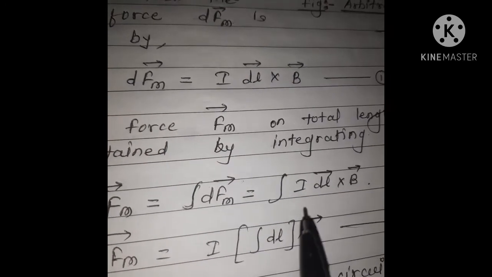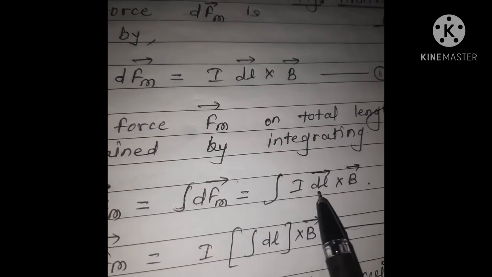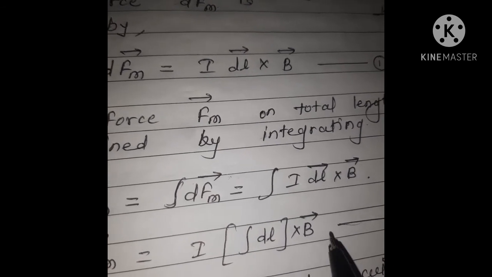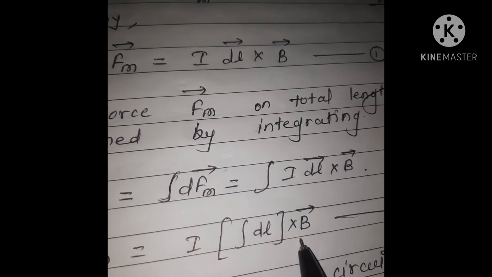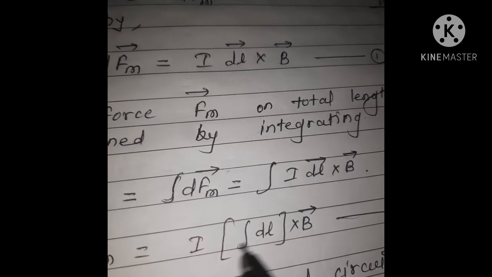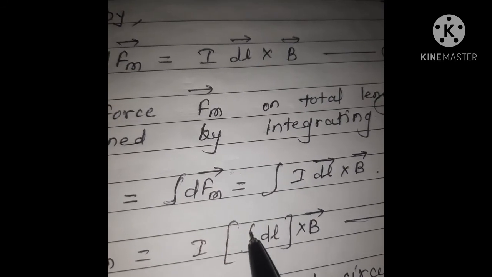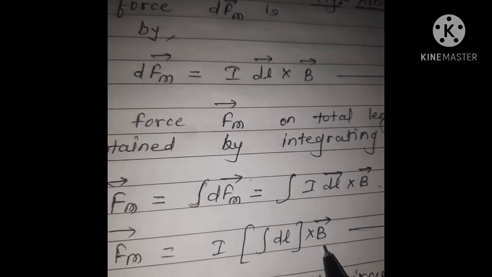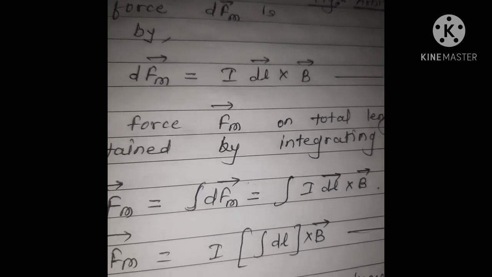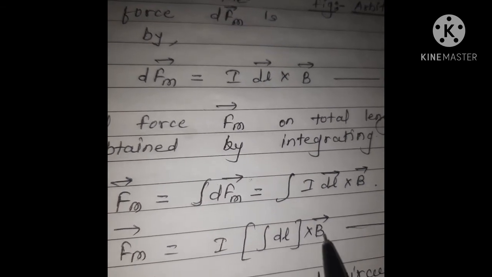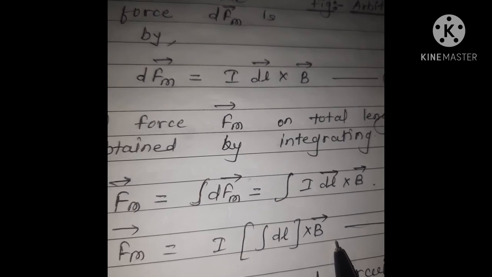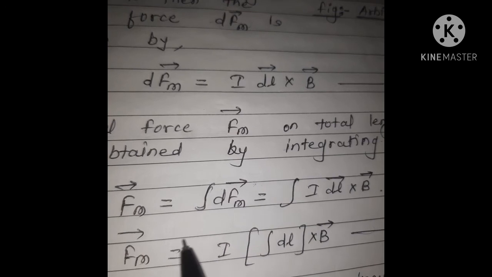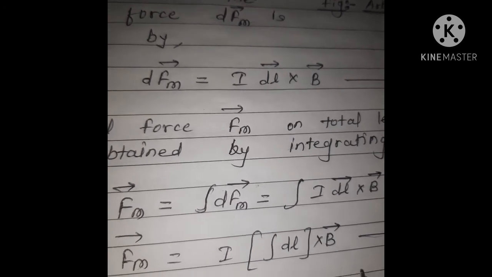Now take the constant terms outside the integration. I is constant and the applied external magnetic field is also constant. So both are taken outside the integration. So the total force acting on the whole wire is given by this equation. Thus we can calculate the total force exerted on any arbitrary shaped wire.